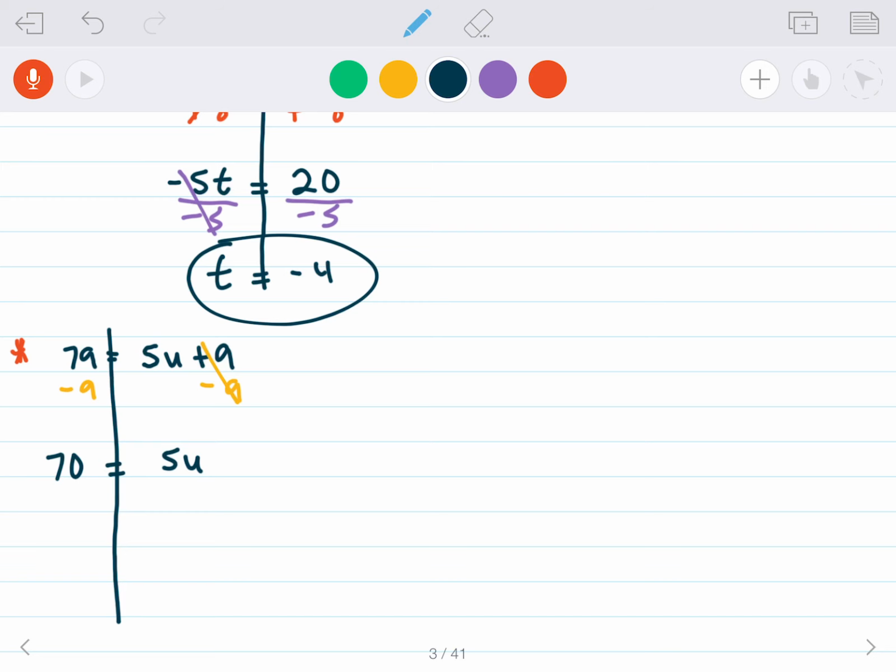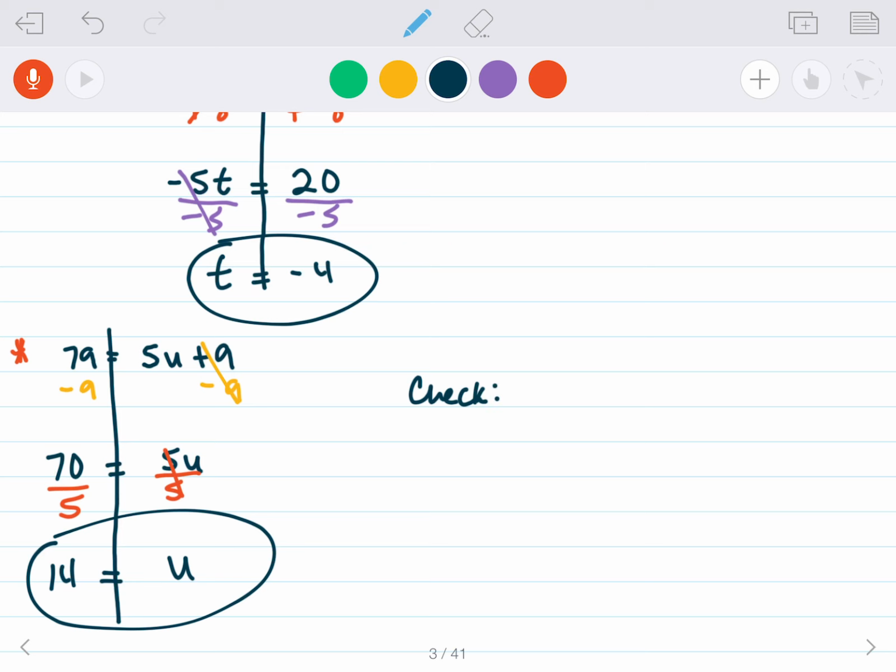So the last thing to do is to consider the opposite operation of multiplication by 5. What's the opposite of multiplication by 5? Division by 5. So we want to divide both sides by 5 to get that variable u alone, and that clears. So I'm left with u is equal to 70 divided by 5, which is 14. Again, you can check this by saying, is it true that 79 equals 5 times 14 plus 9? Is that true? And it should check out.